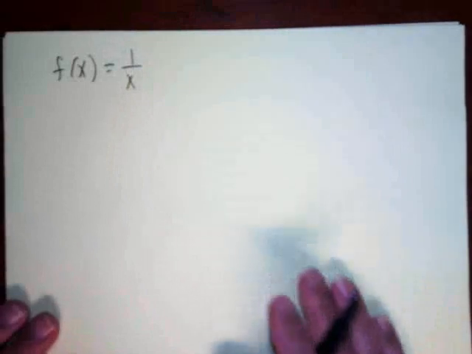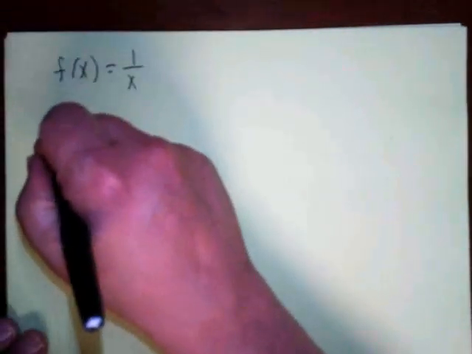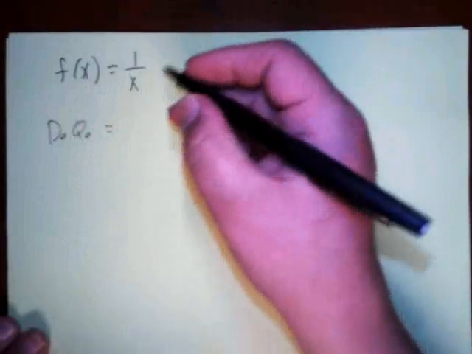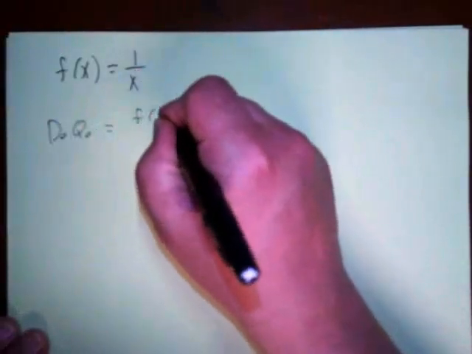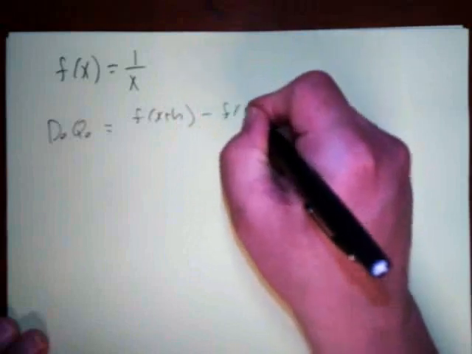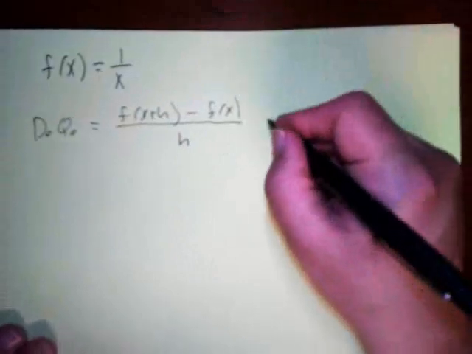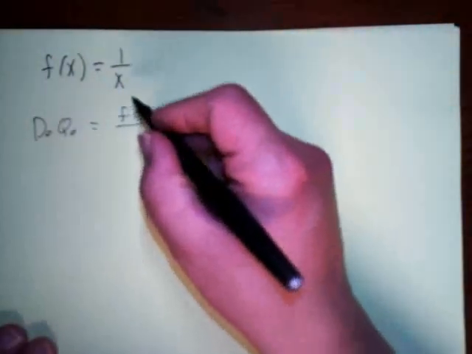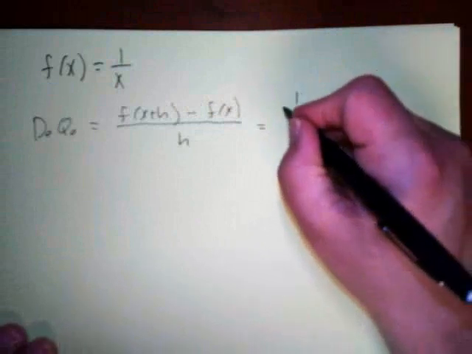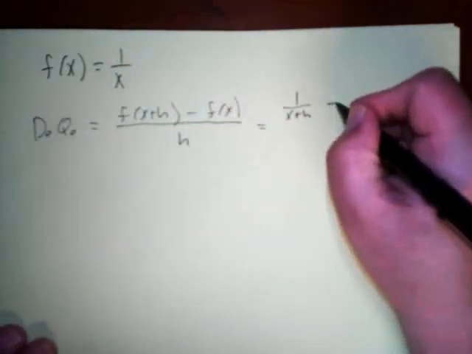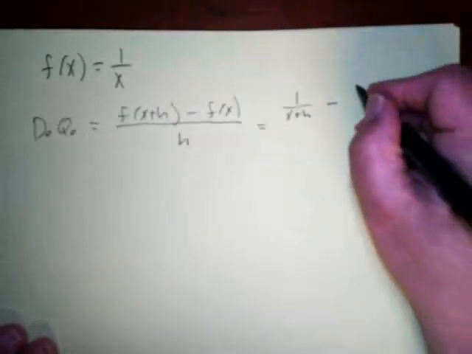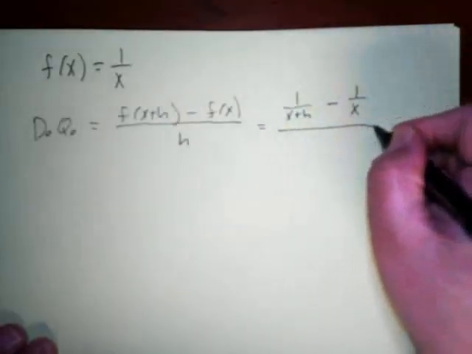Okay, now let me give you one more. So if you have something like this, f of x is equal to 1 over x. Okay, so I want to find the difference quotient for this. So this is going to be f of x plus h minus f of x, all over h. Well, now I'm plugging in x plus h into here, and I get 1 over x plus h, and then this will be just 1 over x, and all of that will be over h.